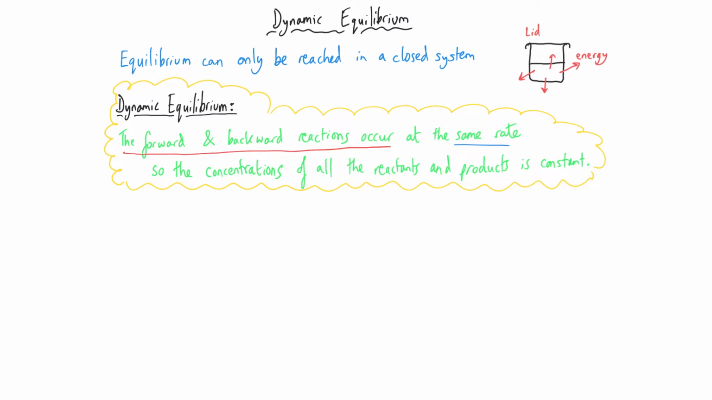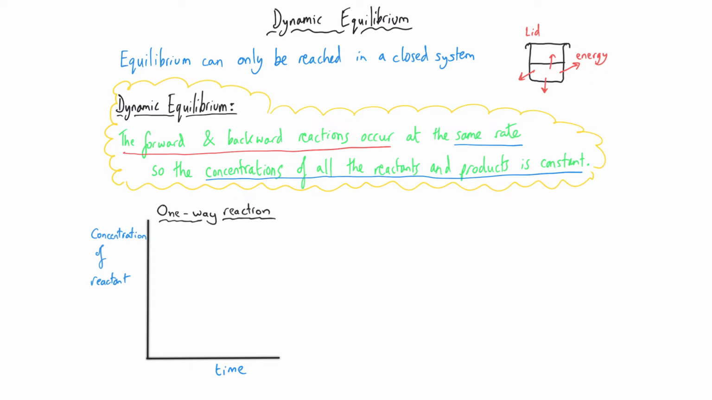Now, the equilibrium part is really sort of like a 2-fold part to it. The fact that it's at the same rate, that's one aspect of the word equilibrium. And then the other aspect of the word equilibrium is that the concentrations of all the reactants and products is constant. And so you might not have the same amount of both, but the amounts that you have of reactants and products is unchanged.